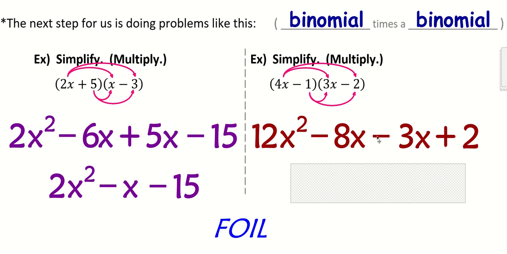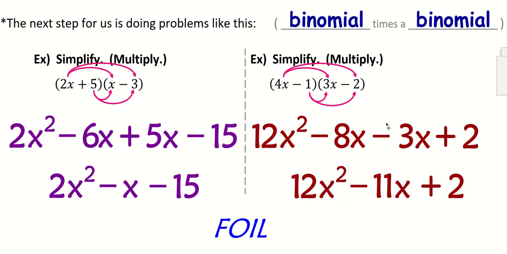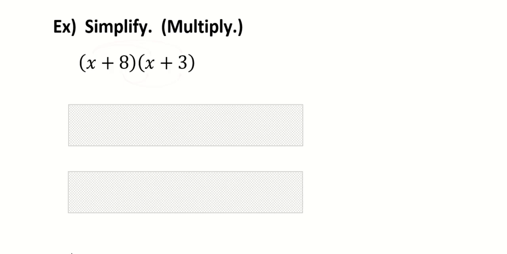And then once again, after that, you should notice, and this happens a lot with FOIL and multiplying binomials together, it happens a lot that you're going to have like terms to combine. In fact, it happens a lot where they're right here in the middle, these two middle terms. Negative 8x and then minus 3x, they combine as like terms to become negative 11x. So that's the final answer right there. The 12x squared just drops down. The plus 2 just drops down. Nothing combines with those. That's the final answer.